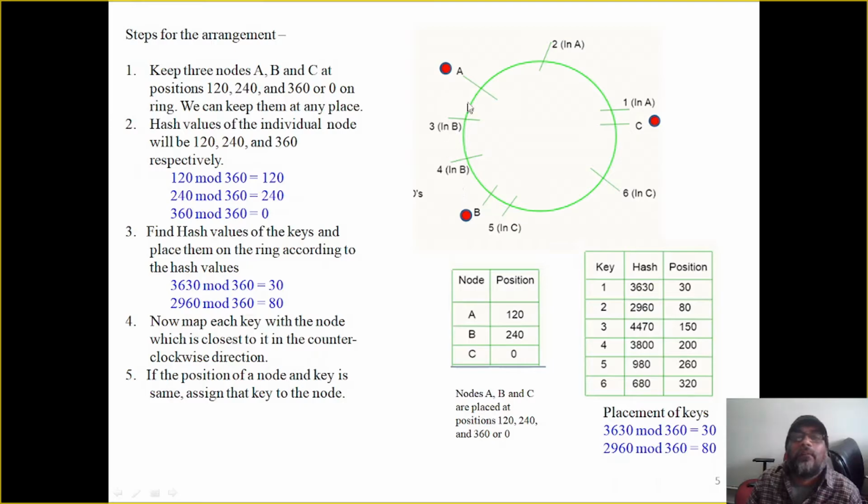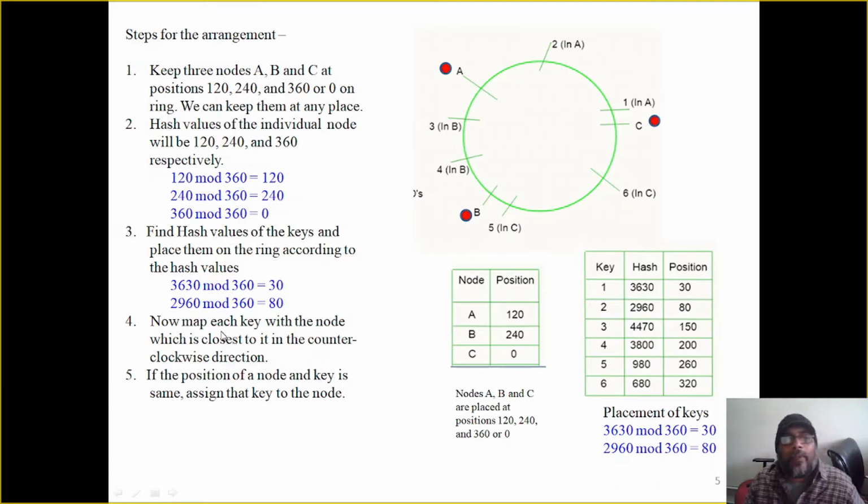Then key 3 and key 4, then we have B here, so key 3 and key 4 will be mapped to B. It is written here in B, it is in A, and the 5th and 6th keys at angle 6320 will be mapped to C. It is also written in brackets. So there are 6 keys here, but in practice there will be a very large number of keys. They have been mapped to these nodes A, B, C according to this rule.